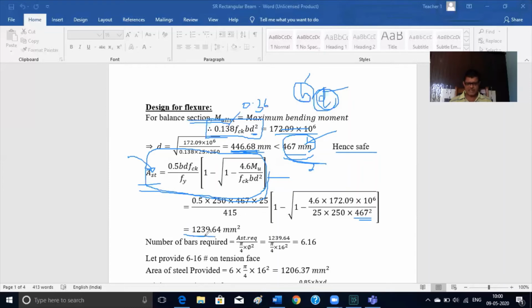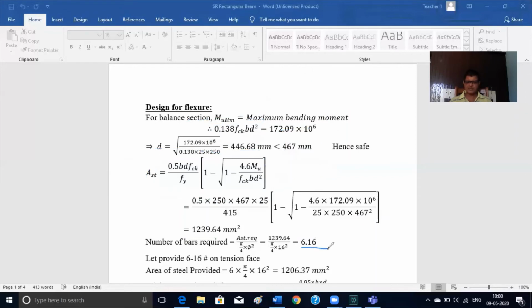Now if you are using 16 mm bars, the number of bars required is coming 6.16. So you can provide 7 or 6, because a 10% deviation is allowed in whatever the requirement is here, and already you have taken the depth to be more. So for 6.16 you can provide 6 bars. If it becomes 6.75 or 6.8, then you cannot provide 6. Provide 7, since plus minus 10% is allowed.